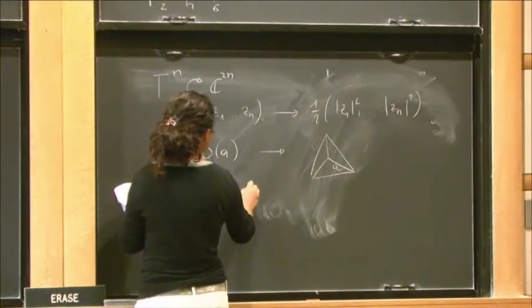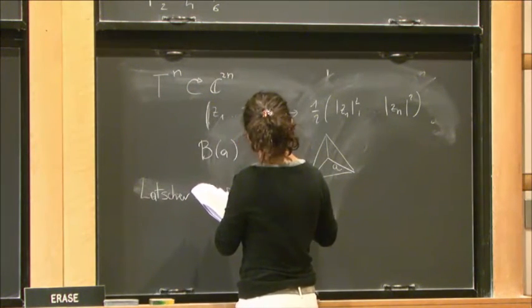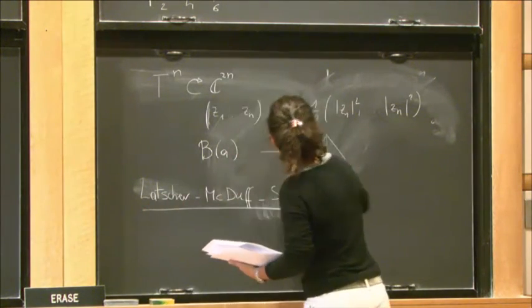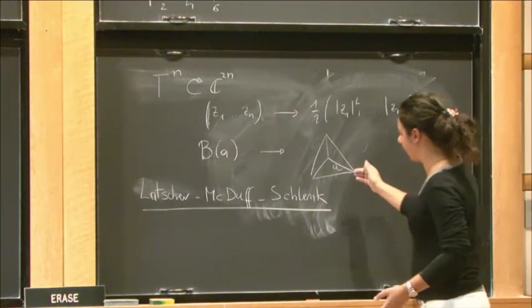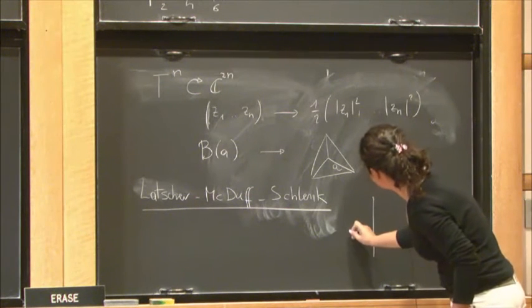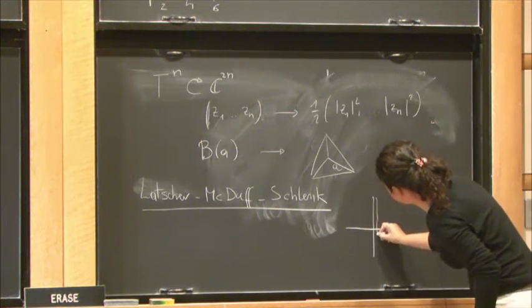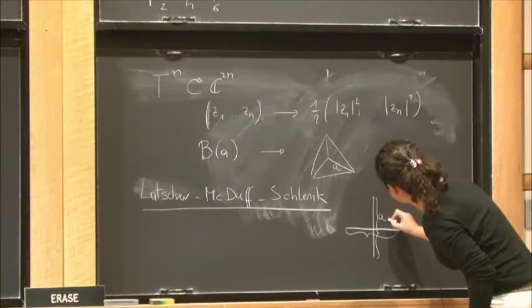McDuff and Schlenk. This is our source of drawings. They show that not only can you embed a simplex, but if you can find a diamond, which is you fit a cross of size A, actually 2A maybe.